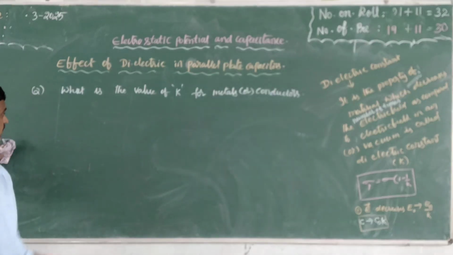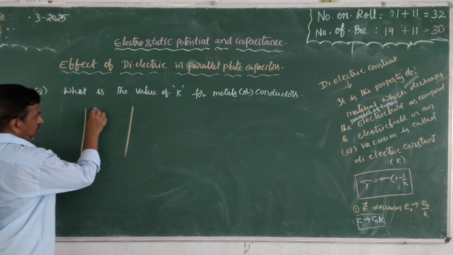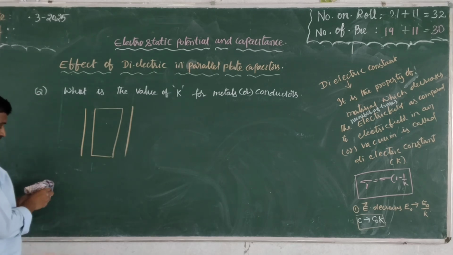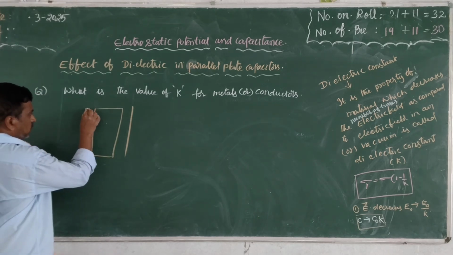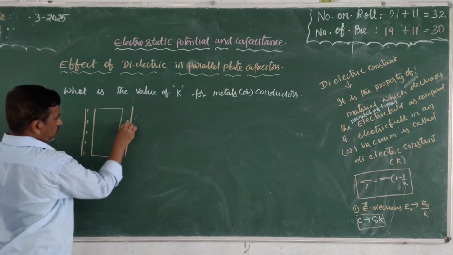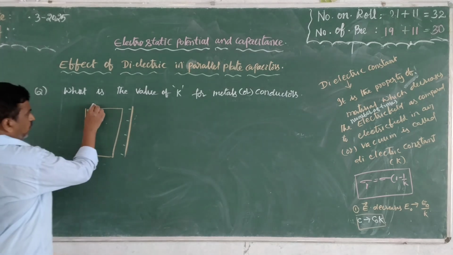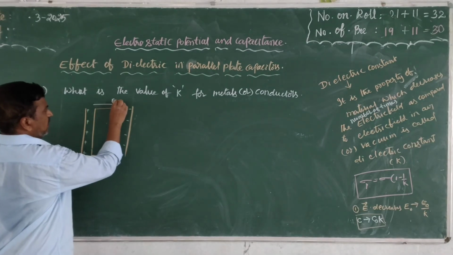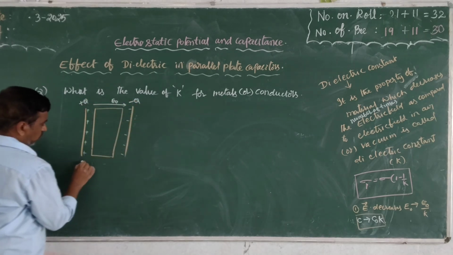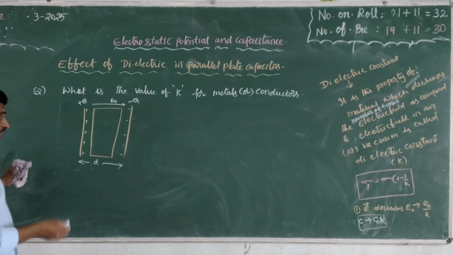What is the value of K for metals? For example, here are the parallel plates, and the dielectric here is a metal. Metal means conductor. One plate is positive, the other is negative, so the electric field is from positive to negative. It is plus Q and minus Q, and the distance between them is D. So what is the electric field inside the conductor?